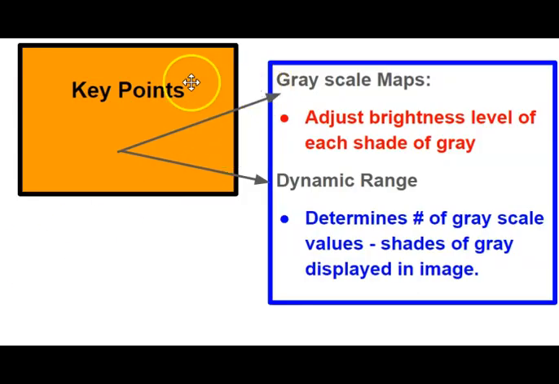So the key points here for the lecture, and we're almost done: grayscale maps adjust the brightness level of each shade of gray. Dynamic range determines the number of grayscale values, the number of shades of gray displayed in the image.